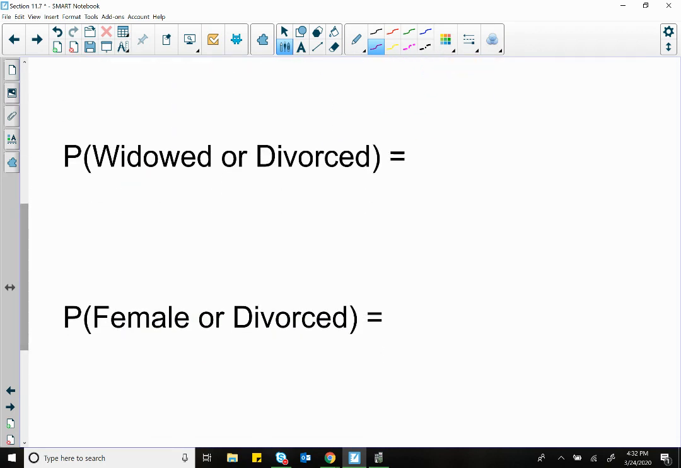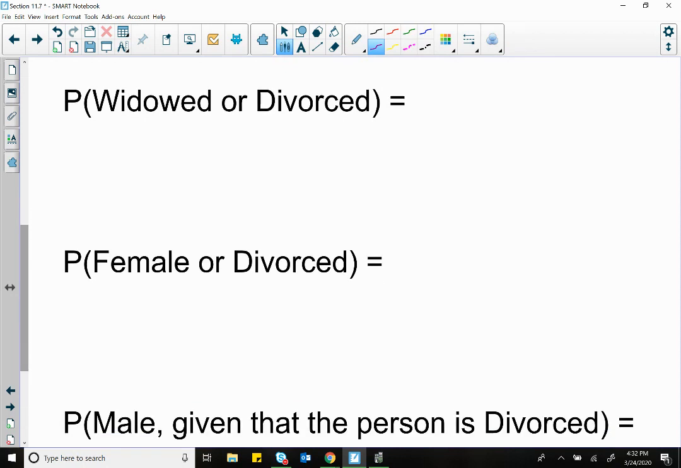Right here, these two are definitely from 11.6. So in this case, to be widowed or divorced, is that mutually exclusive or not mutually exclusive? And in this case, these are mutually exclusive. You cannot be both at the same time. Let me explain why.